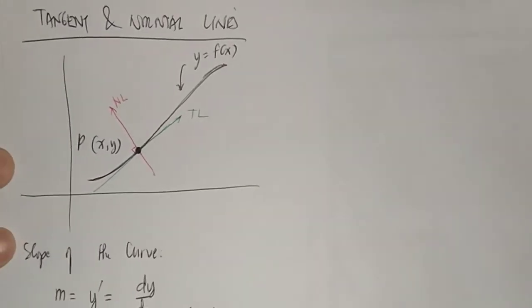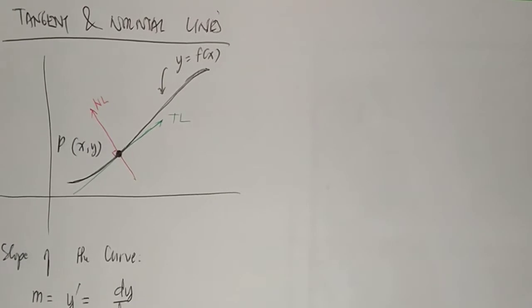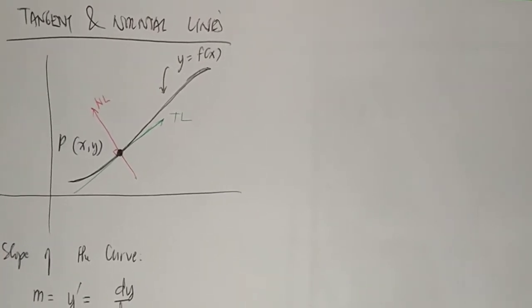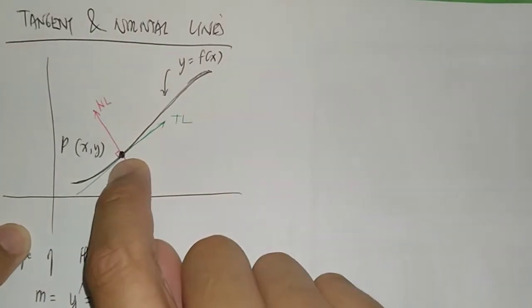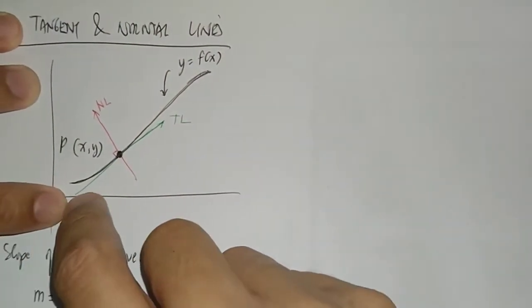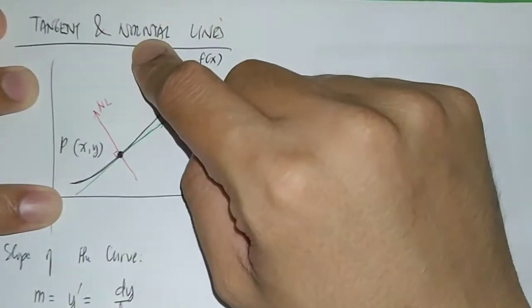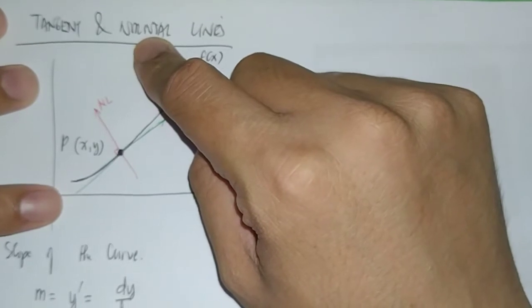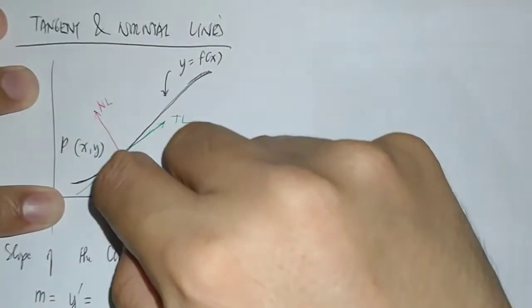Our next topic is tangent and normal lines. As per definition, a tangent line is a line that touches the curve at exactly one point. Let this point x comma y be the point of tangency. That green line represents our tangent line, and a line normal to it, which means it is perpendicular to that particular line, is the normal line.